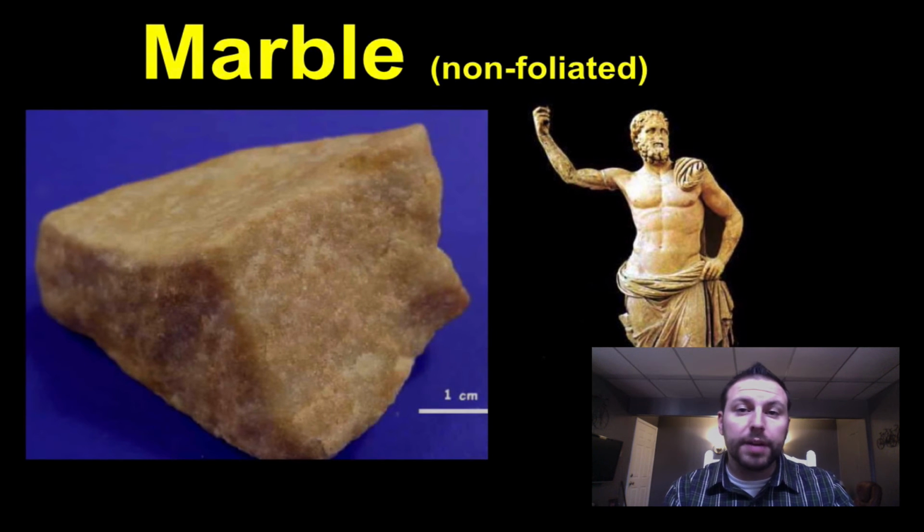Here's marble, non-foliated. It's pretty much the same all the way throughout. Remember, this was sandstone, mostly quartz sediments or sands, and then they compact together to form sedimentary rock, and if we apply some heat and pressure to it, we can get those sand particles to actually recrystallize and form these larger crystals that we would see here.